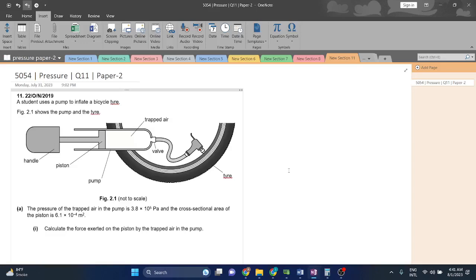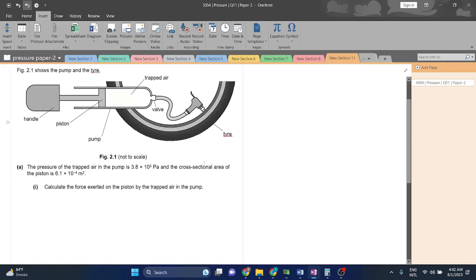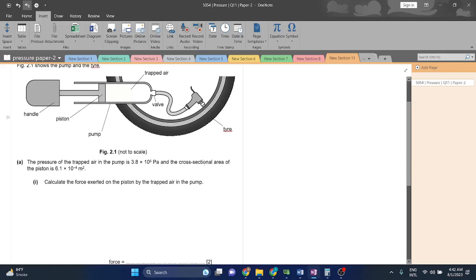Question 11. A student uses a pump to inflate a bicycle tire. Figure 2.1 shows the pump and the tire. It shows the pump, the trapped air, the valve, the piston, the handle from which we push, the piston which is pushing the air, the trapped air which is going inside the tube and from the tube to the tire.